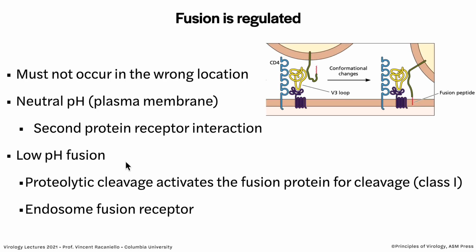Or you can have low pH fusion. And in that case, it's further regulated. You need proteolytic cleavage to activate the fusion protein, and that goes for both class 1 and class 2. Or you can have an endosomal fusion receptor, as is the case with the Ebola viruses. So this is really a key point in my view: we have learned that you need to have regulation of fusion.